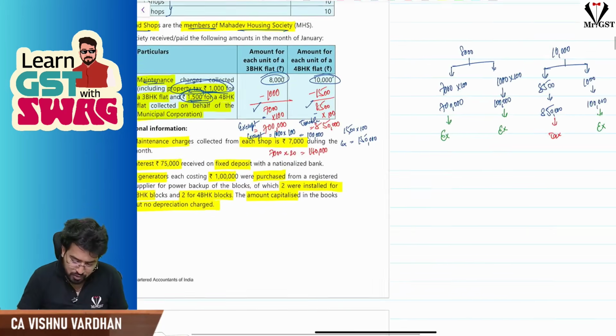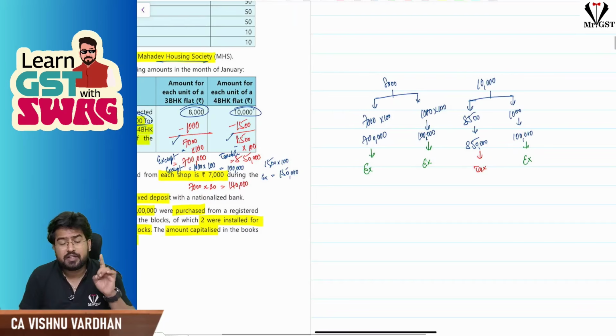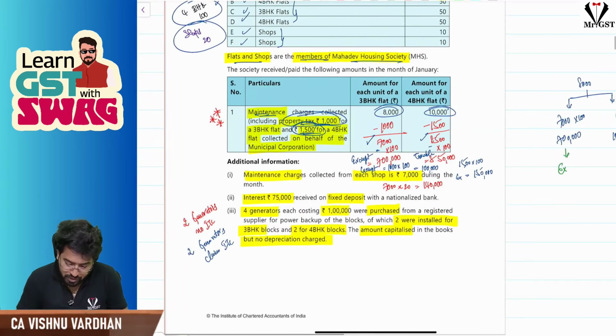Okay, so now coming to the next one. I repeat that property tax is exempt under GST, number one. And number two, while calculating the 7,500 limit, you should not consider the 1,000 rupees. So that is the point. Very interesting and important adjustment for you.